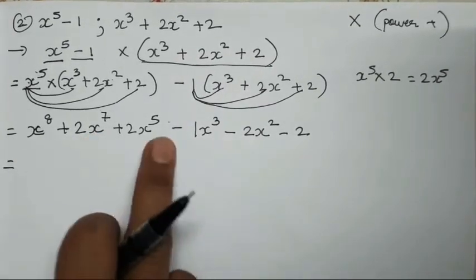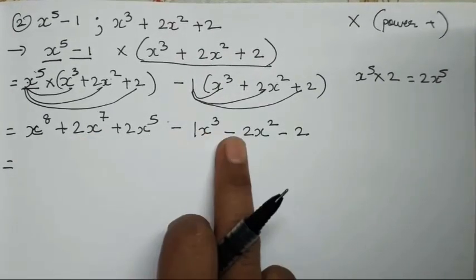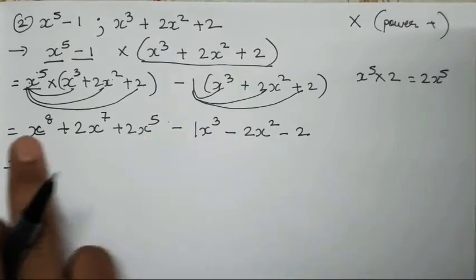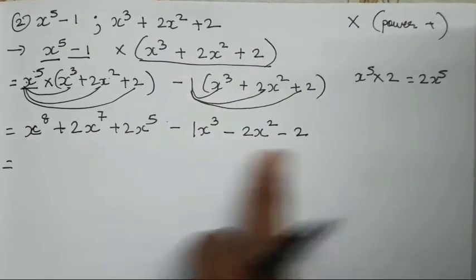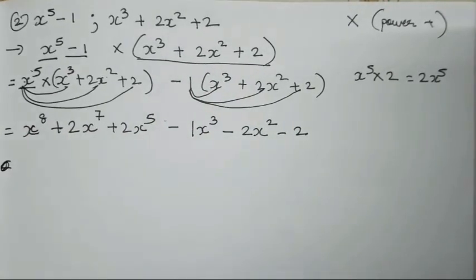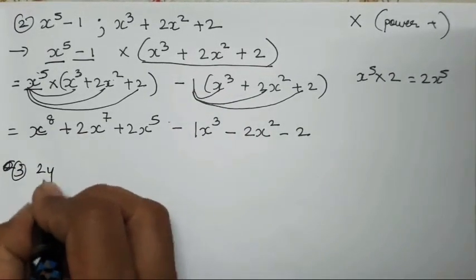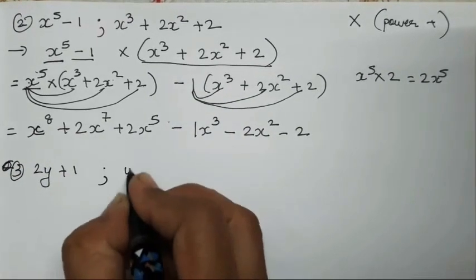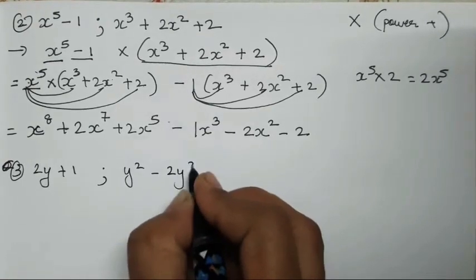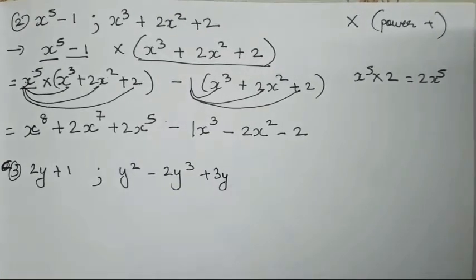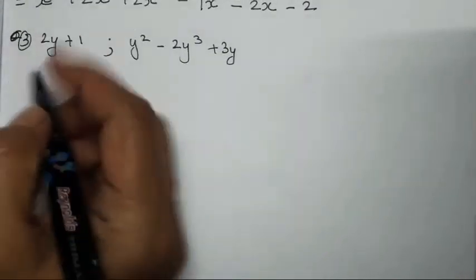We will just check the power is correct. Yes, because in the descending form you all have to write the power. So it is already in the descending form, no need to write it. The third sum we will solve, that is 2y plus 1, y square minus 2y cube plus 3y. Alright, so let's solve this.